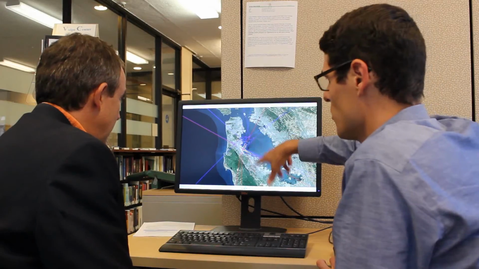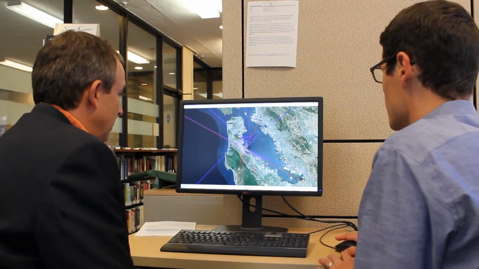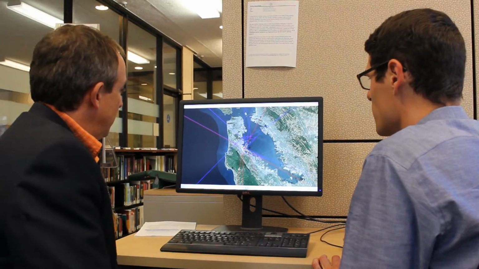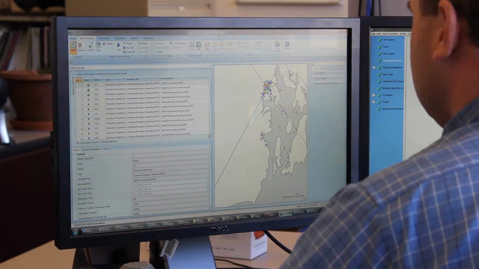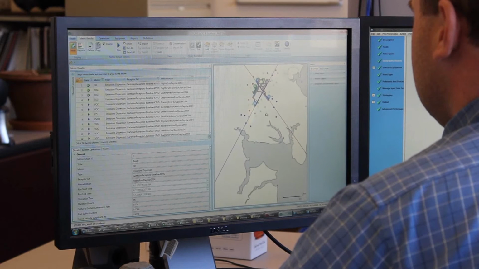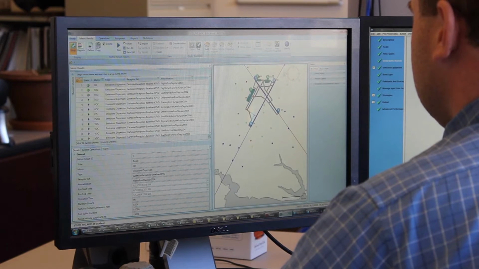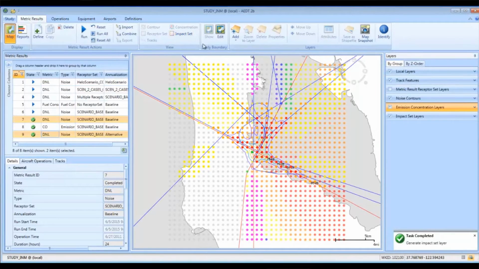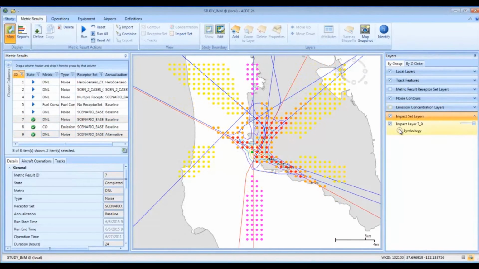AEDT is designed with the user in mind. It's arranged to help efficiently answer questions about environmental consequences of aviation. The consequences are evaluated through metrics in a familiar interface. Once you're in the model, you put all your assumptions in, tweak various scenarios depending on the types of things, the specific outputs you're looking to get. Then you run the tool and look at the results.